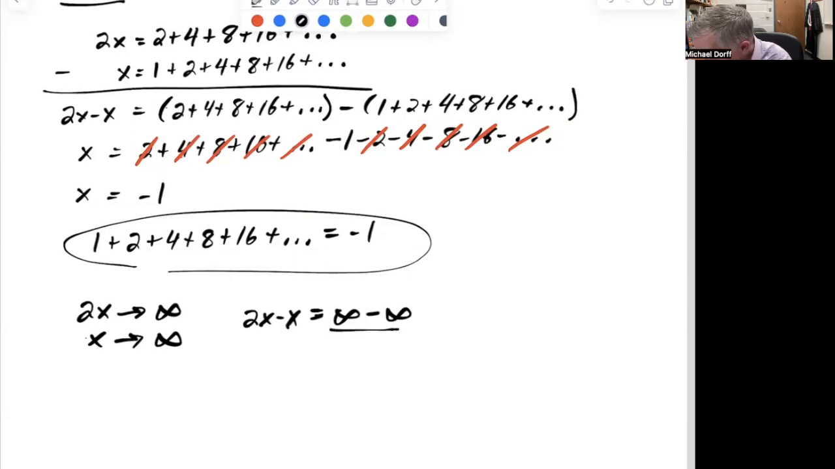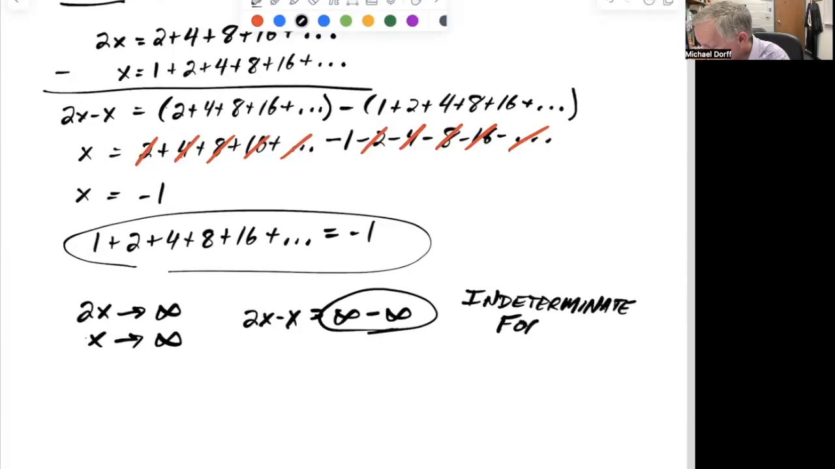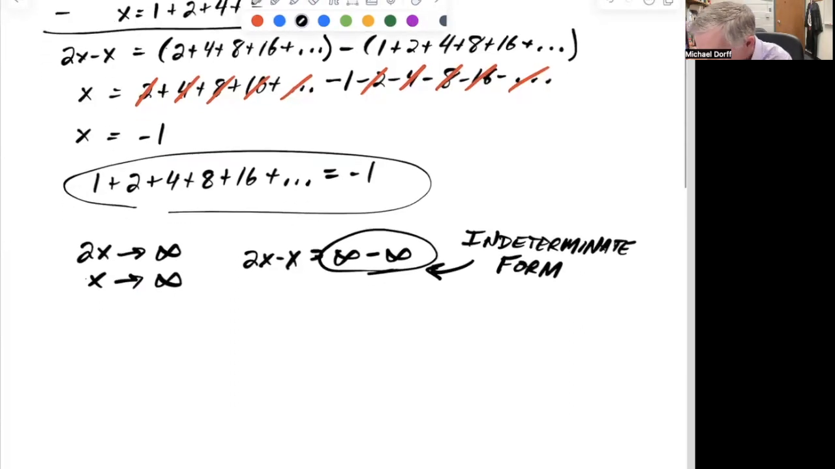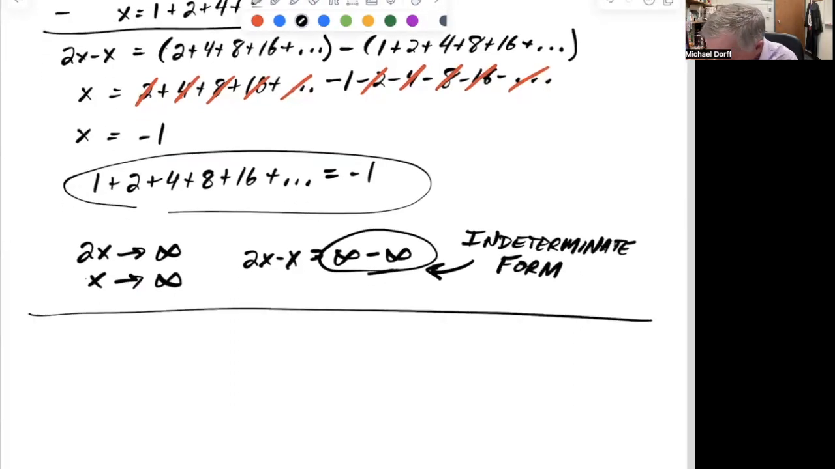This infinity minus infinity is known as an indeterminate form. It means that in its present form, we don't have enough information to figure out what its value is. So infinity minus infinity, we can't do that. We have to find another way to evaluate it. We just can't go infinity minus infinity. All right, so that's what we need to talk about first. What are indeterminate forms?